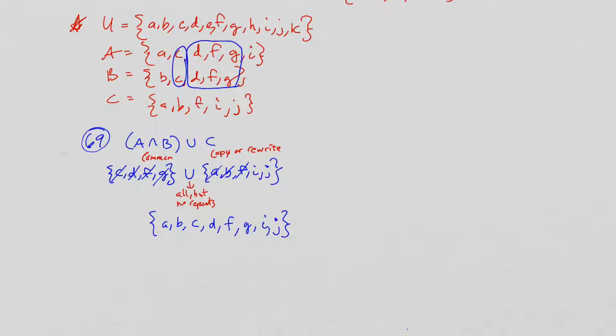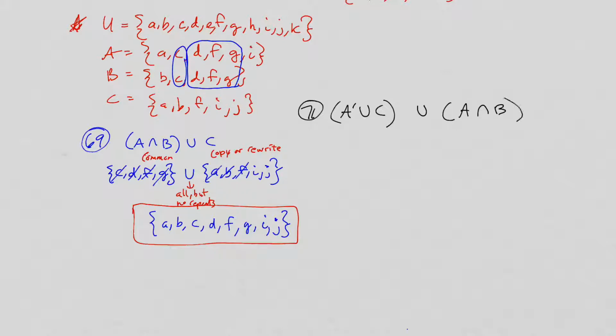Okay. So that's kind of how you deal with these concepts one piece at a time, looking at the list, applying what you know. Number 71 is going to be a little bit longer. So 71 is A complement U, C, union set C, and then the union of the intersection of A and B.